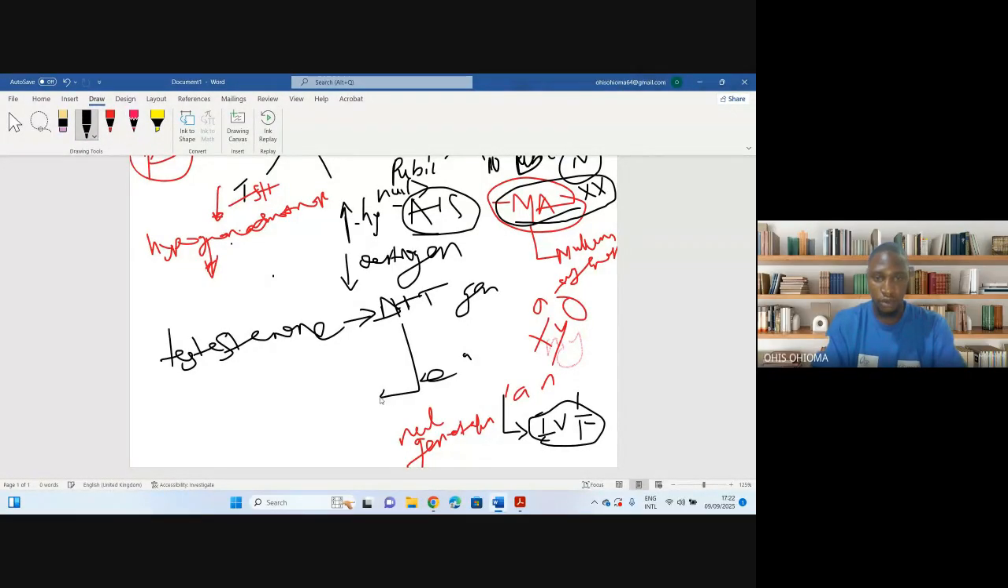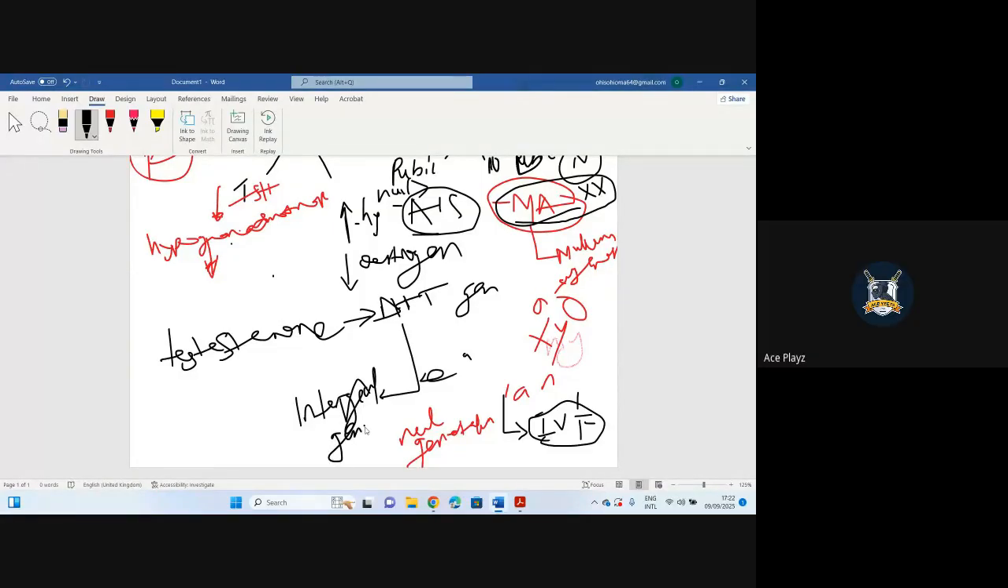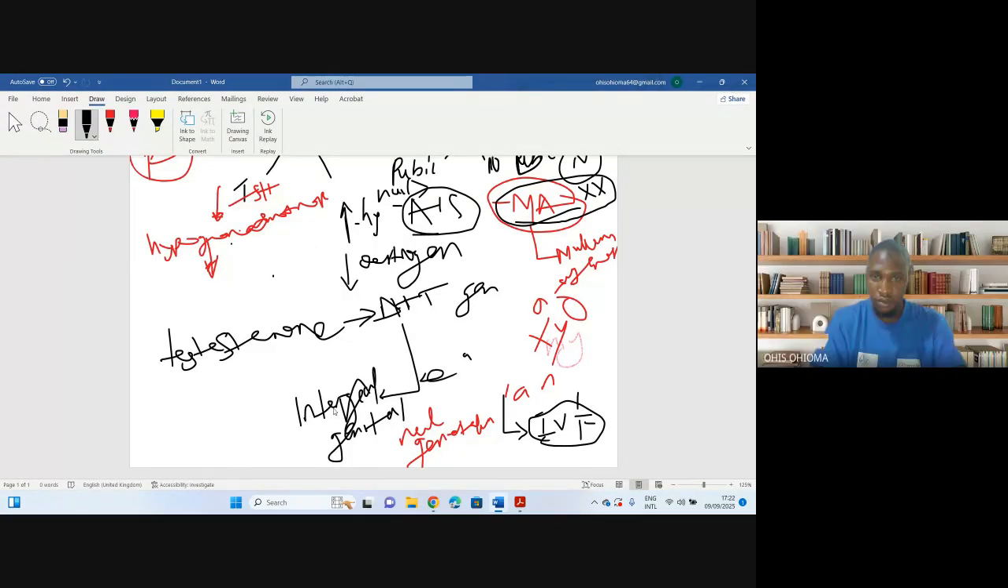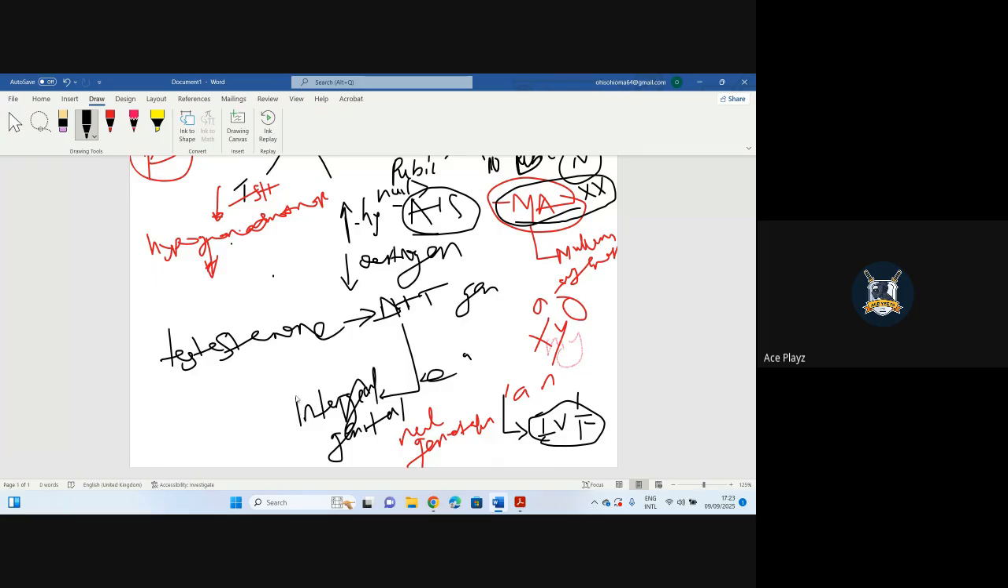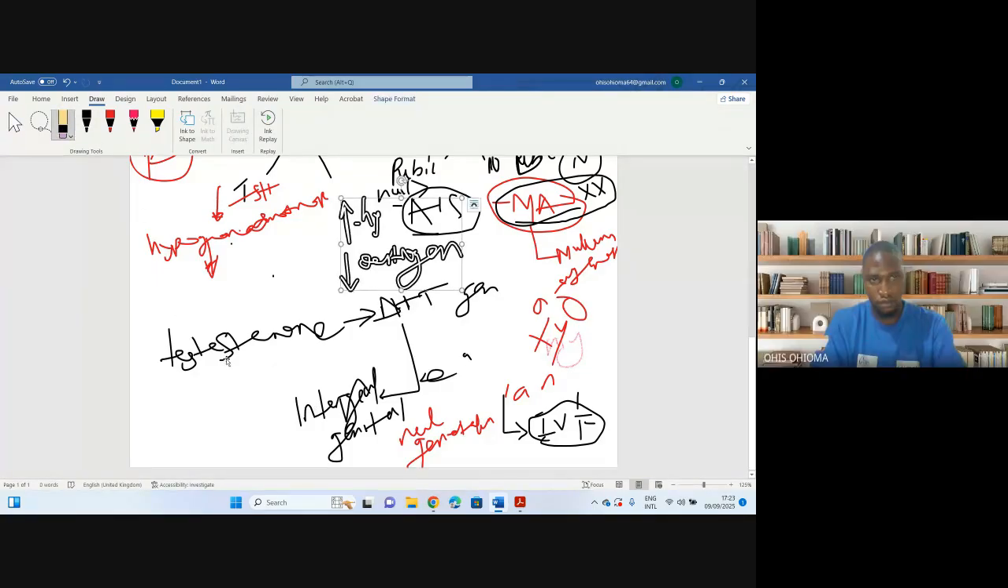is responsible for the internal genitalia of a patient. Internal genitalia. It's for external genitalia. Yes, for external genitalia. DHT is for external genitalia. Sorry. Kind of mumbling it up.